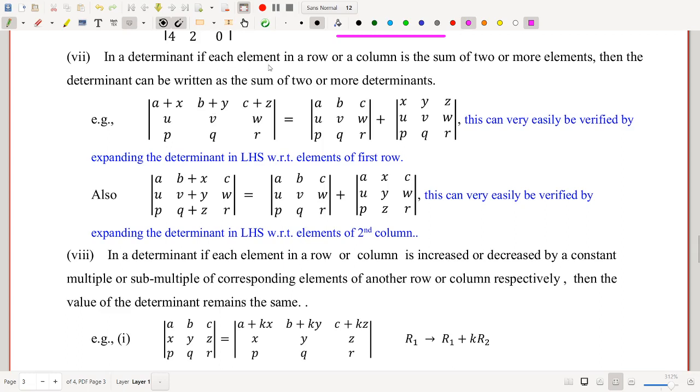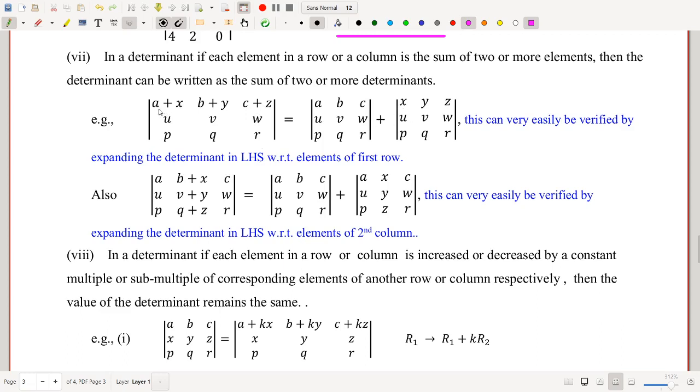Property number 7. In a determinant, if each element in a row or a column is the sum of two or more elements, then the determinant can be written as the sum of two or more determinants. See, we have taken this determinant, where every element in the first row is the sum of two elements. From this we get two determinants.